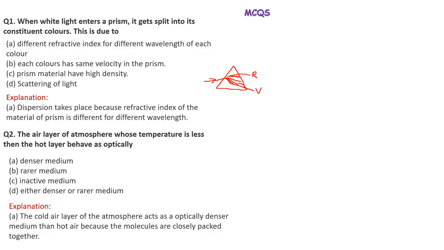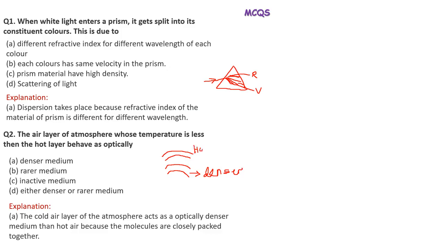Now coming to question number 2: the air layer of the atmosphere whose temperature is less than the hot layer behaves as optically what? Definitely the hot layer will form the upper part of the atmosphere. The lower layer, which is a colder layer, will definitely be denser. The colder layer is the denser layer. It will form the lower part of the atmosphere. The hot layer is going to form the upper part of the atmosphere.